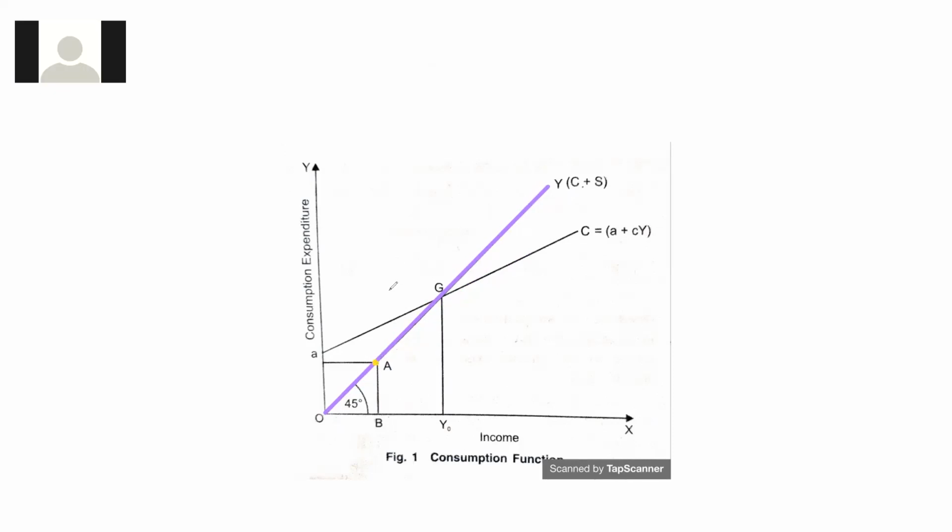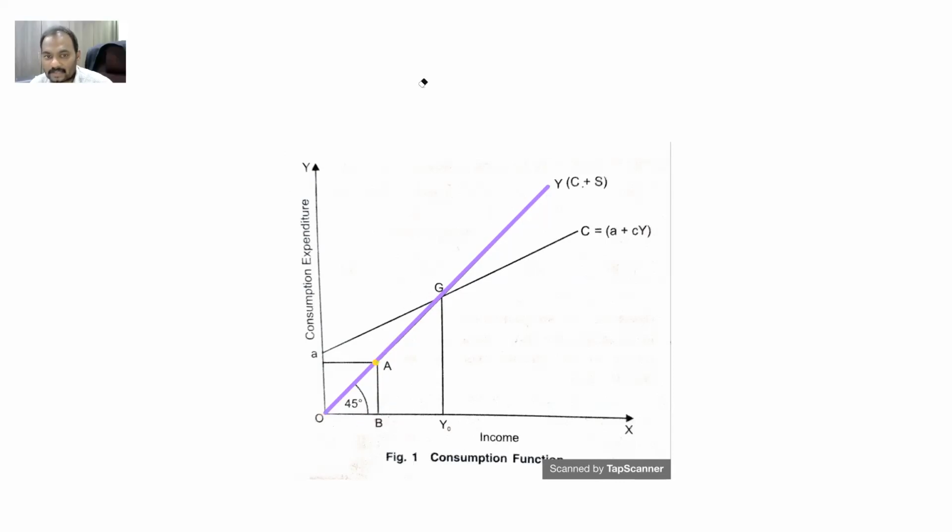Yes, sir. At any point on the income line, the horizontal distance, please watch me, is this horizontal distance? Yes, sir. It will be equivalent to the vertical distance. Are you getting it right? Yes, sir. At any point, the horizontal distance will be equivalent to the vertical.